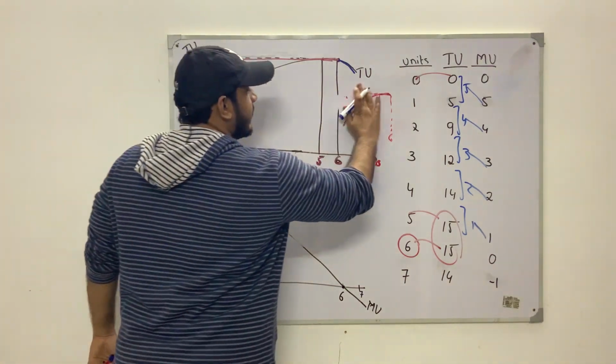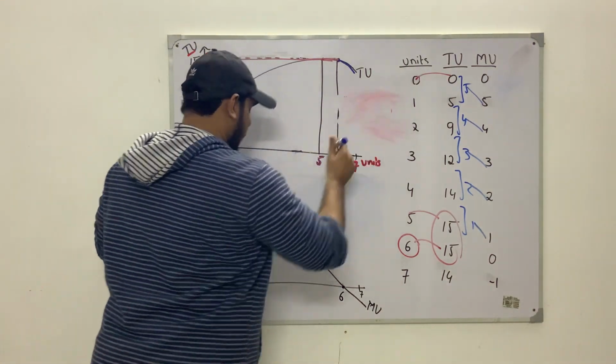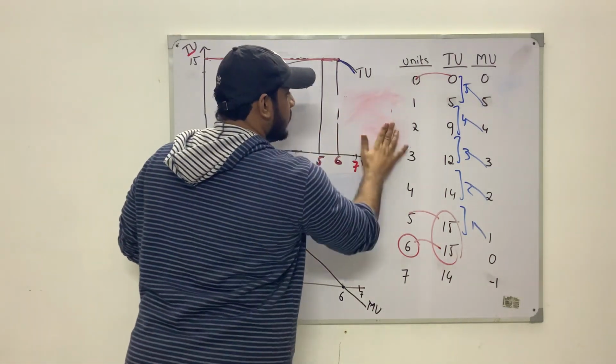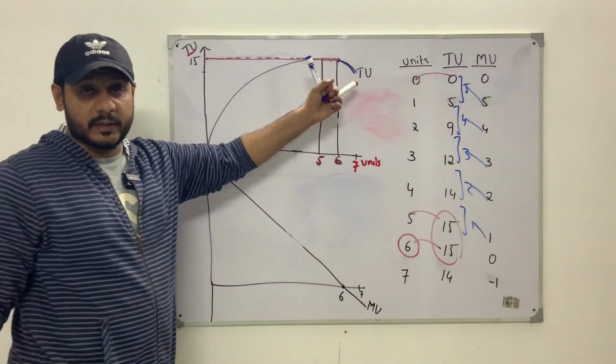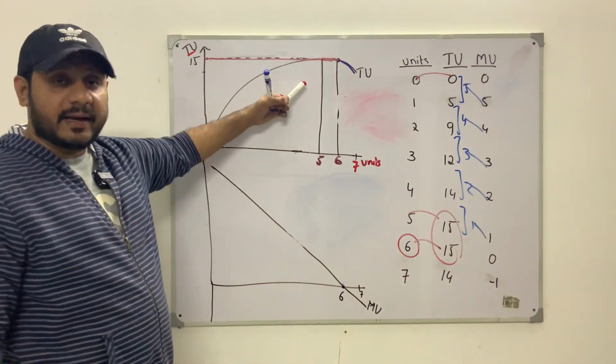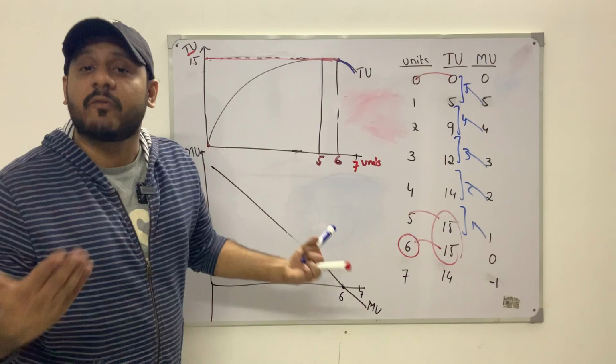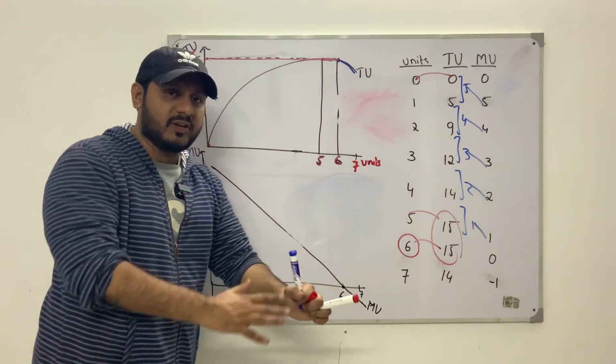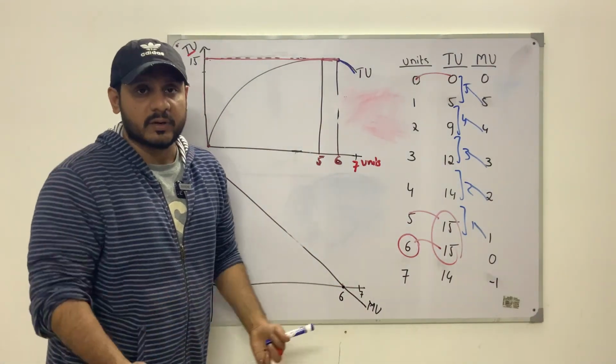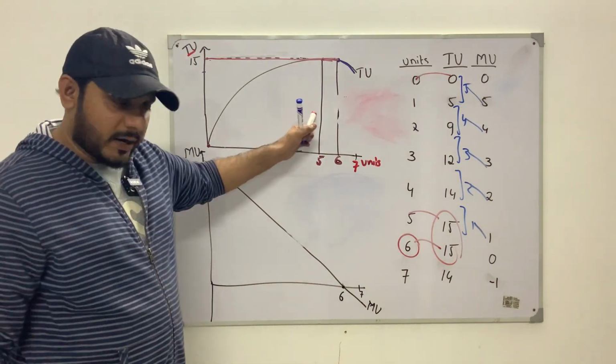So guys, this is basically the total utility diagram. Now the marginal utility diagram that is below this diagram is telling us the slope of total utility, because marginal utility is actually measuring the slope of the total utility curve, right? And I'll come to that point as well.